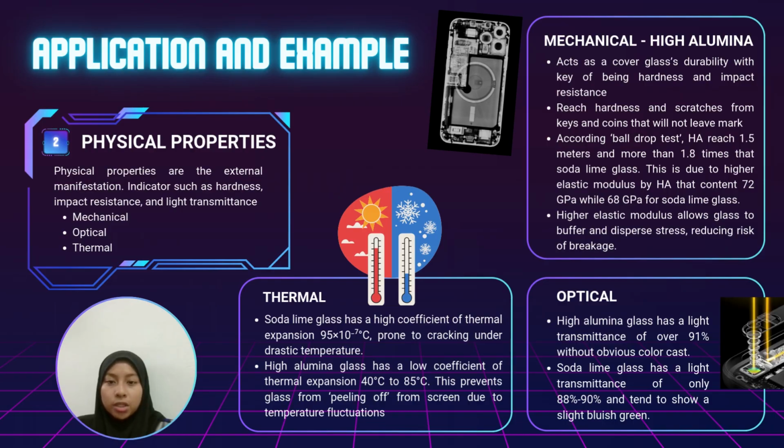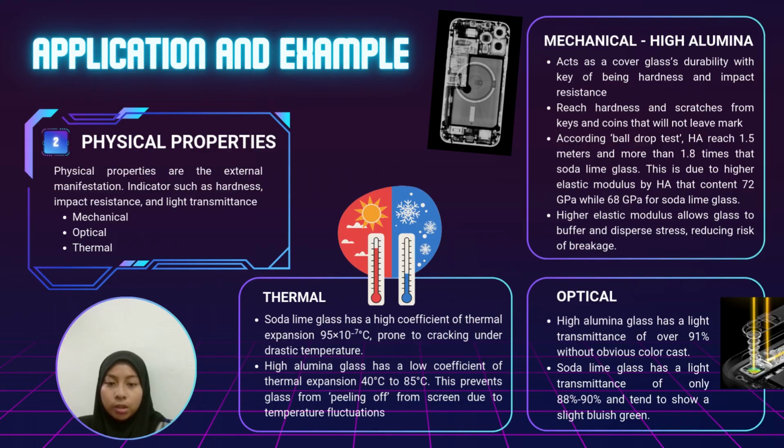Number 2 for the application and example is physical properties. Physical properties are the external manifestation of a material such as hardness, impact resistance, and also light transmitting. There are 3 types of properties: mechanical properties, optical properties, and also thermal properties. First is the mechanical properties. It acts as cover glass durability with the key being hardness and impact resistance. For example, scratches from keys and coins will not leave a mark on the screen.